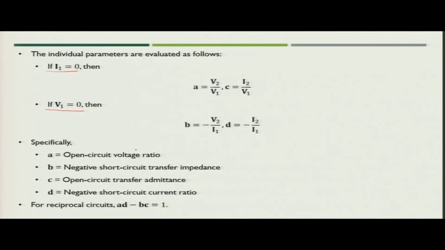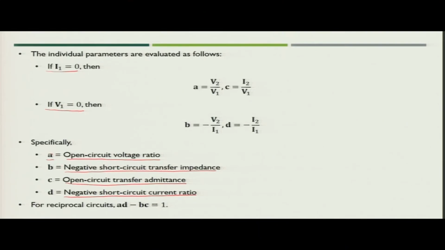So, what can you write? A is nothing but the open circuit voltage ratio. B is the negative short circuit transfer impedance, because it is basically the ratio between V and I. C is the open circuit transfer admittance, because it is the I by V ratio, and D is the negative short circuit current ratio, that is the ratio between I2 and I1.